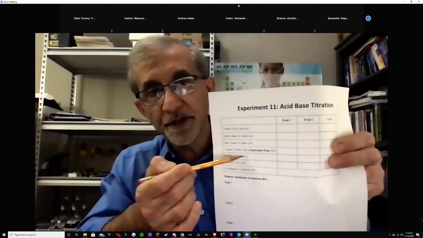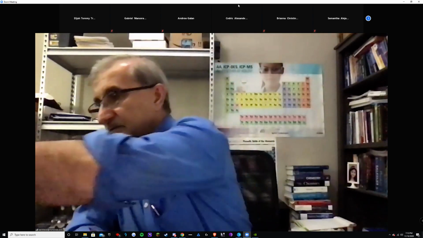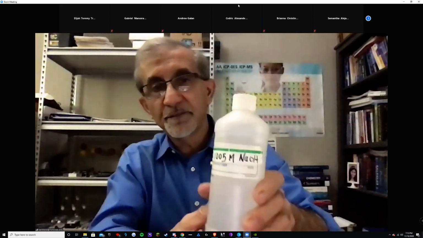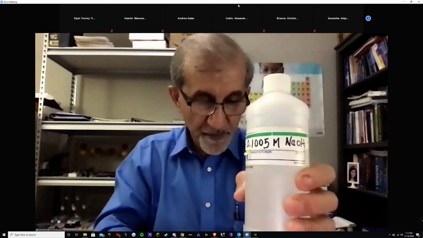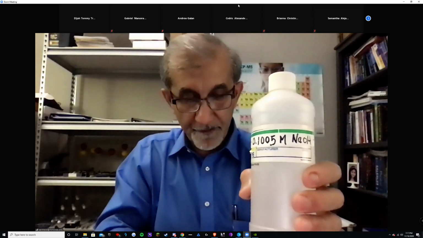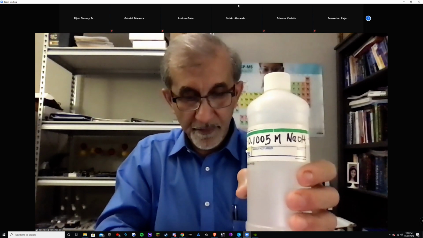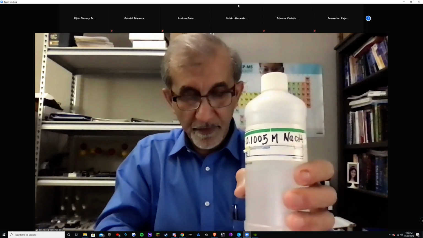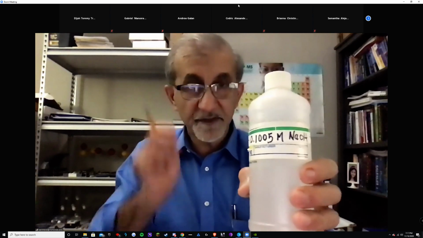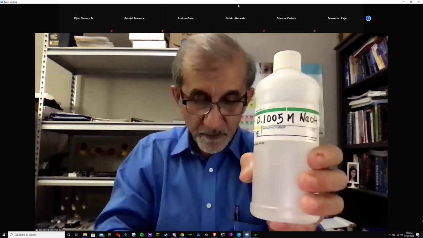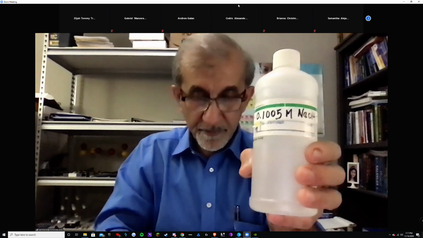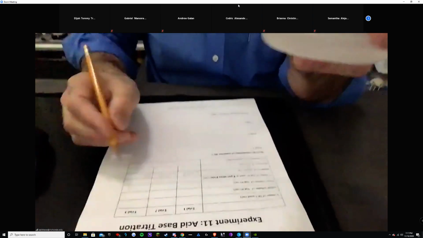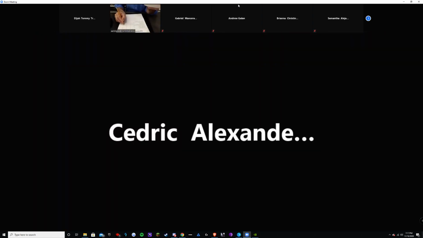The one above it is the molarity of the base, which is based on that bottle. So this is the bottle molarity. Write down the molarity of sodium hydroxide. All these trials will use the exact same bottle, the same sodium hydroxide with that same exact molarity.